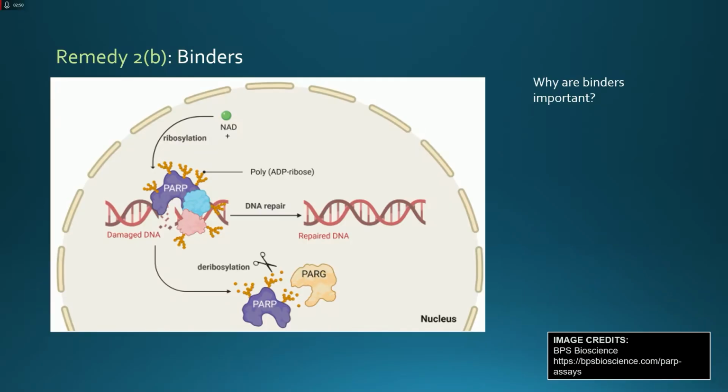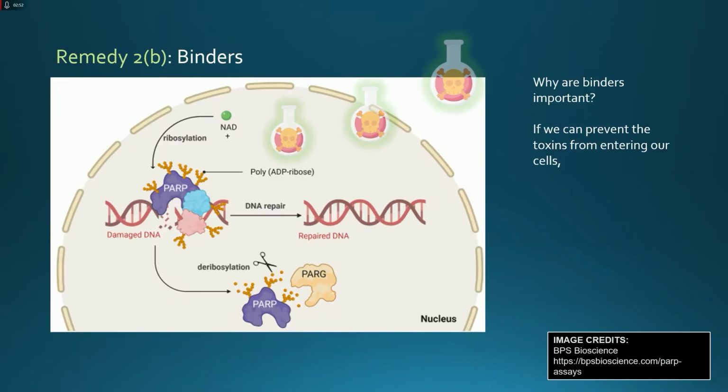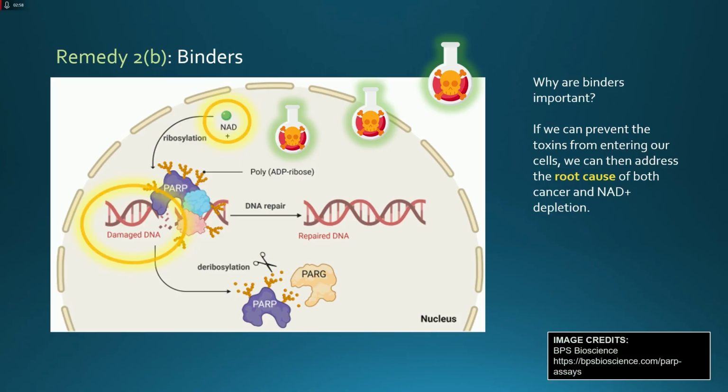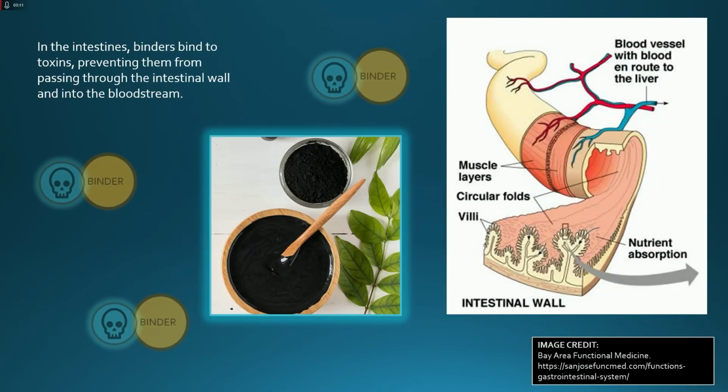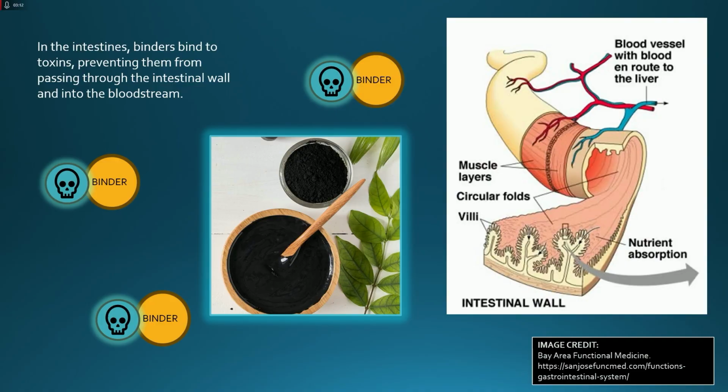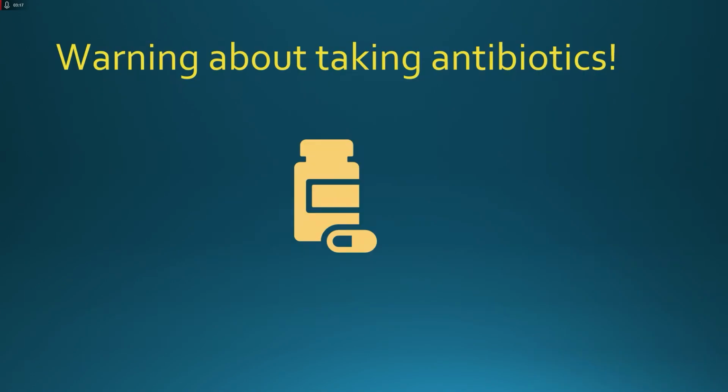Why are binders important? If we can prevent the toxins from entering our cells, we can then address the root cause of both cancer and NAD+ depletion. We can decrease the damage to DNA. In the intestines, binders bind to toxins, preventing them from passing through the intestinal wall and into the bloodstream.